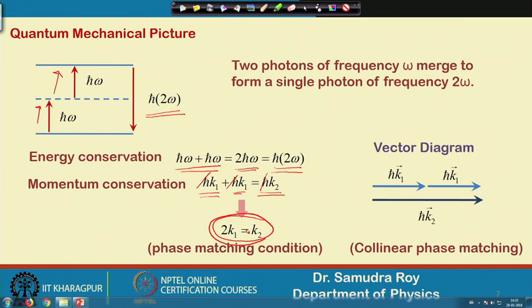In a vector diagram we can write these things in this way. One photon with momentum h cross k 1 and another photon with momentum h cross k 1 add up to generate another photon having the propagation constant k 2. This is the collinear kind of phase matching, because all these vectors are in a similar direction. But in a future class we will find that non-collinear phase matching is still possible, where more than 2 waves are associated to generate a third wave. So, these are 3 wave mixing processes. Then we will have a different phase matching condition in terms of this vector picture or vector diagram.